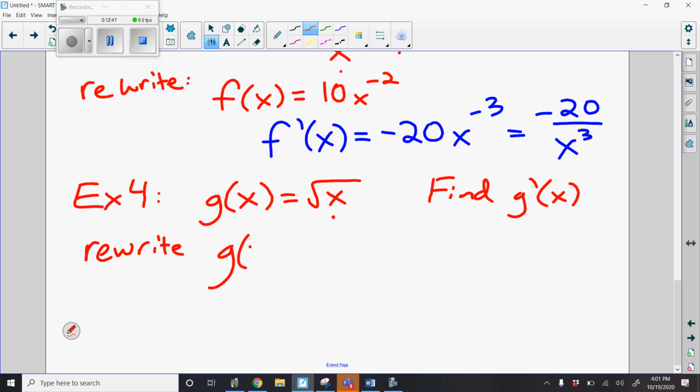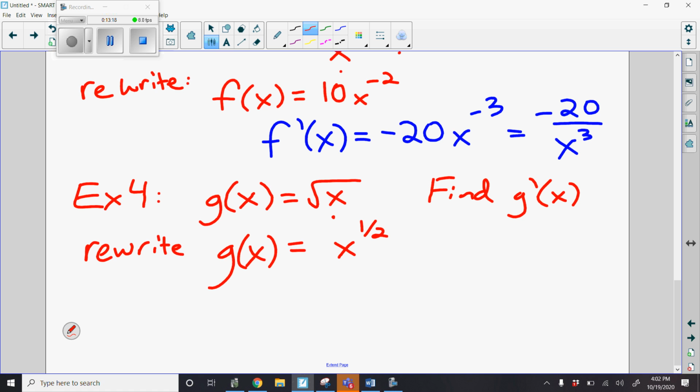and I'm rewriting g of x, so please don't put g prime of x yet. I have to get into ax to the n form first. Okay, and I know that this means x to the 1/2 power. Okay, root x and x to the 1/2 power are identical. They're the same thing. It's just easier to do the derivative from the 1/2 power form. Now you may say, well, what would a be here? Well, again, what's the coefficient that's not written, that's out in front of the x? Well, that would be the number 1.